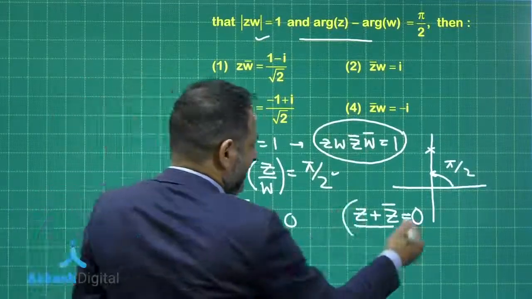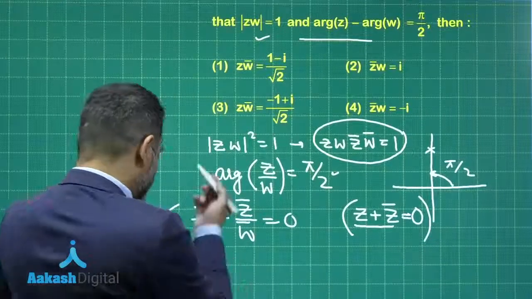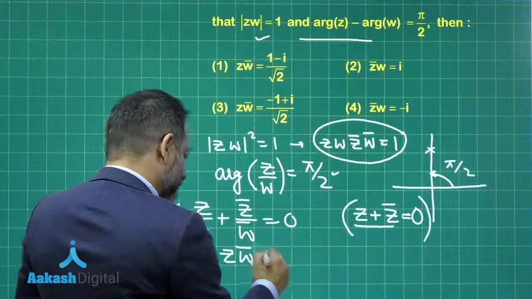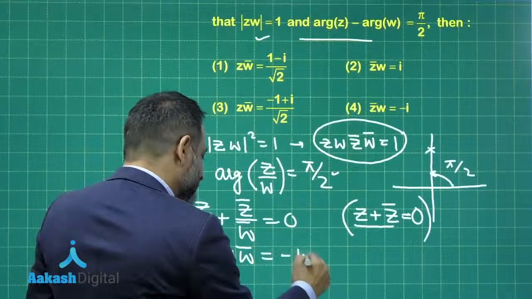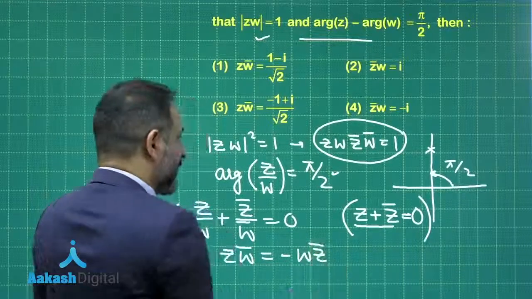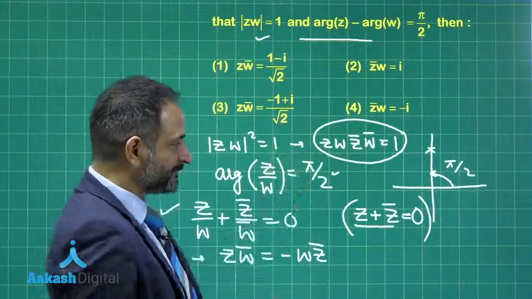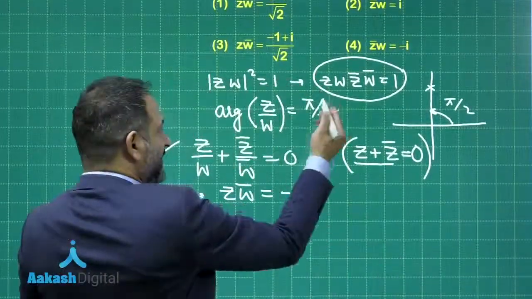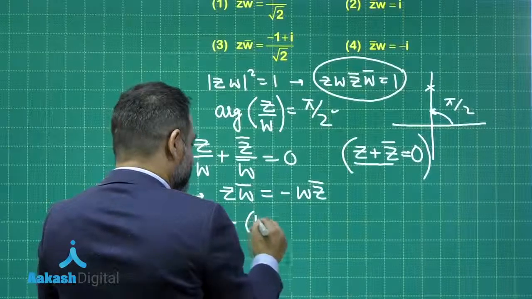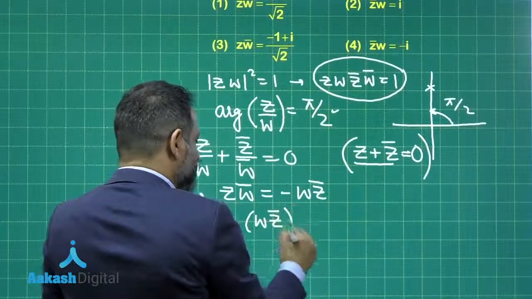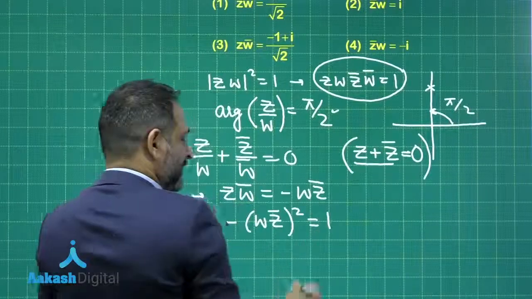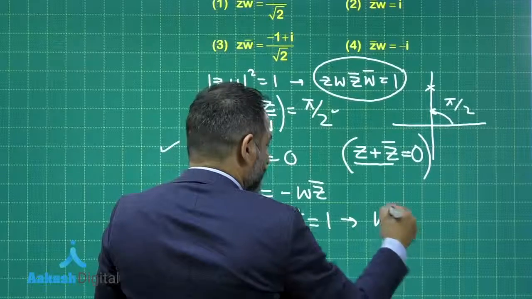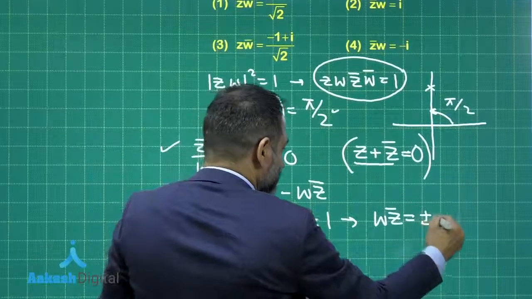Now this is actually the property I am going to use here, and I have already used it. So from here you know z into conjugate of w is equal to minus w into conjugate of z. Now we are going to replace here. So let's see what we are going to get. Again we will get here minus (w z conjugate) whole square is equal to 1, or from here we will get w into z conjugate is equal to plus minus iota.